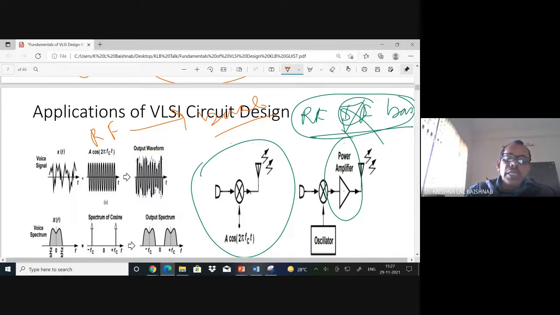This is just to give you a look and to motivate you about where we can work. This is a mixer, and this is an oscillator. Designing a mixer is also challenging. A mixer is a nonlinear device. So we need to know the nonlinear behavior of all those RF signals.